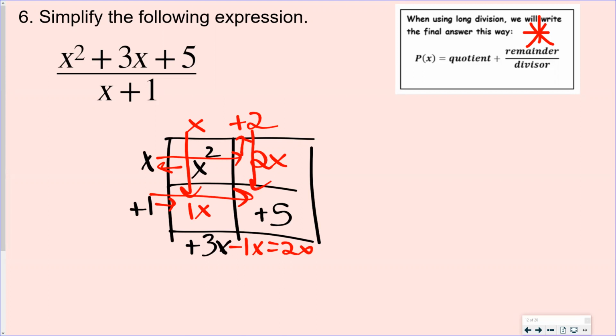2 times 1? That is actually not 5. But if I take a look, everything else in my box is correct. X times x is x squared, 2 times x is 2x, x times 1 is 1x. The only problem is this number right here. So the question is, what do we do?